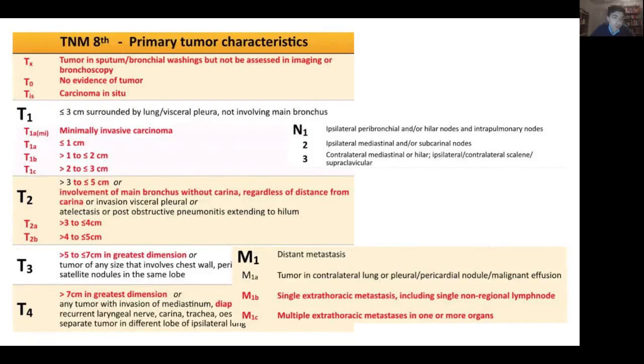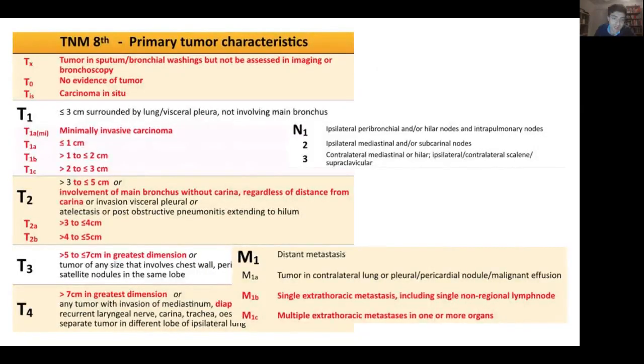As a general rule, though, the T status, the smaller the better. T4 typically indicates a large or locally invasive tumour. So, for example, here in lung cancer, a T4 tumour might be invading the mediastinum, the diaphragm, the recurrent laryngeal nerve, carina, trachea, esophagus. The nodal status typically goes for most cancers to N2. Lung is a little different and goes up to N3.